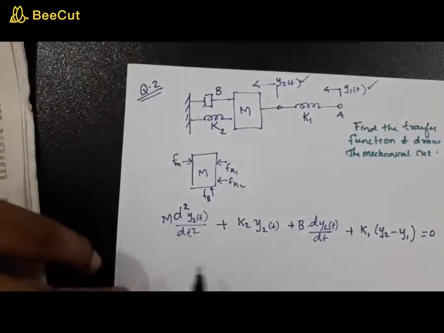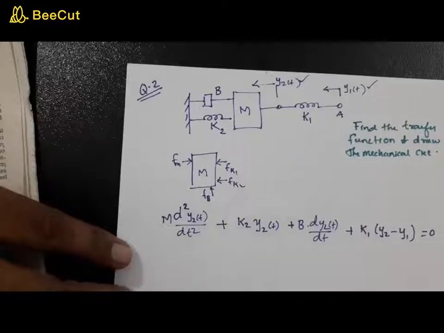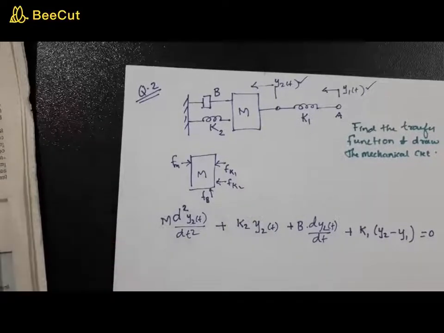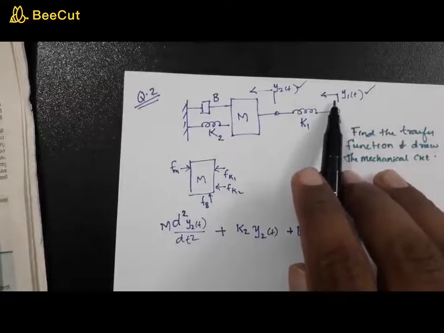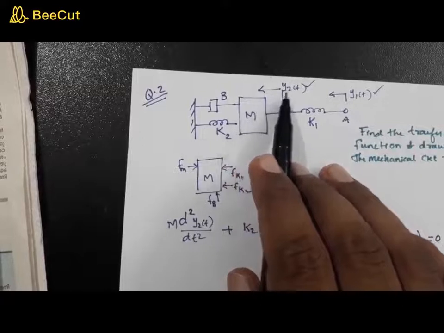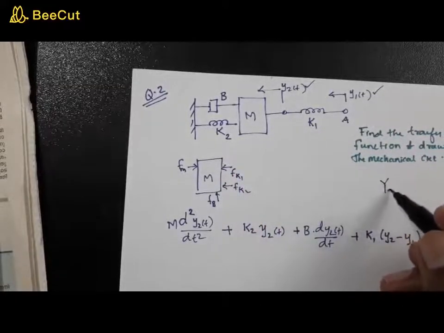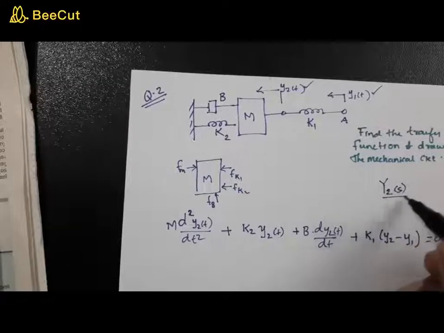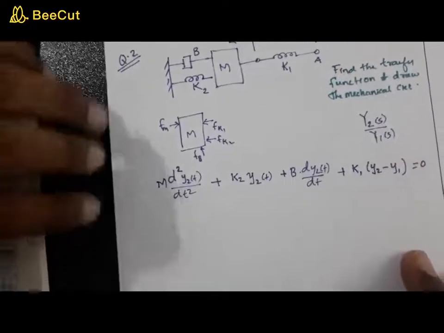Now from this equation, what you want to find out is the transfer function. So you will have to assume that this is a displacement, the initial displacement y1 of t, and that might have resulted in y2 of t. So the transfer function is just to find y2 of s to y1 of s. Now, what's the next step?